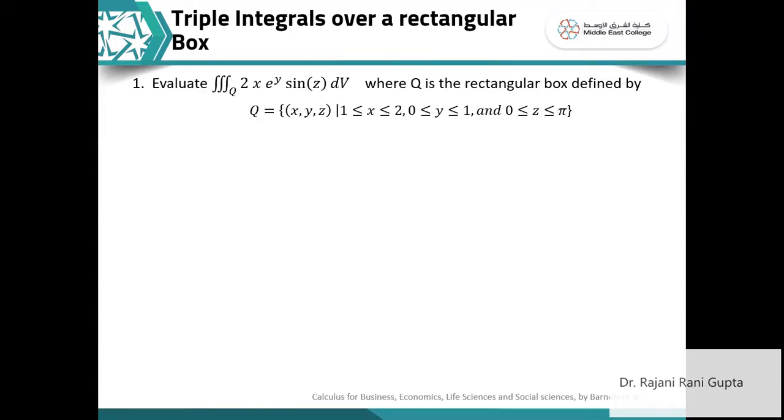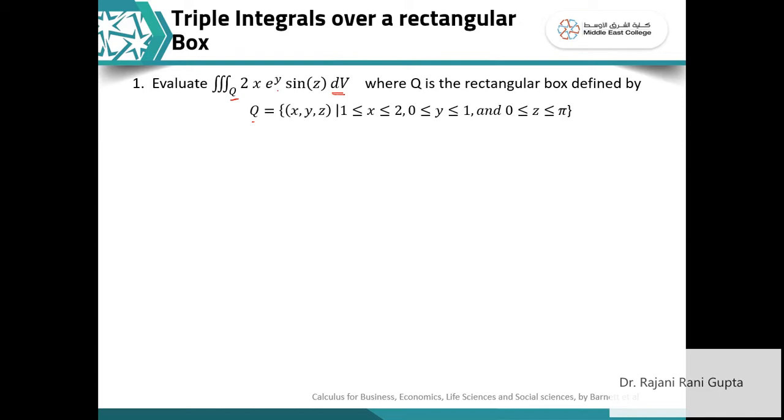Here we are going to see an example of triple integral. The question is, evaluate the triple integral over the region Q of the function 2x e^y sin z dV, where Q is the rectangular box.